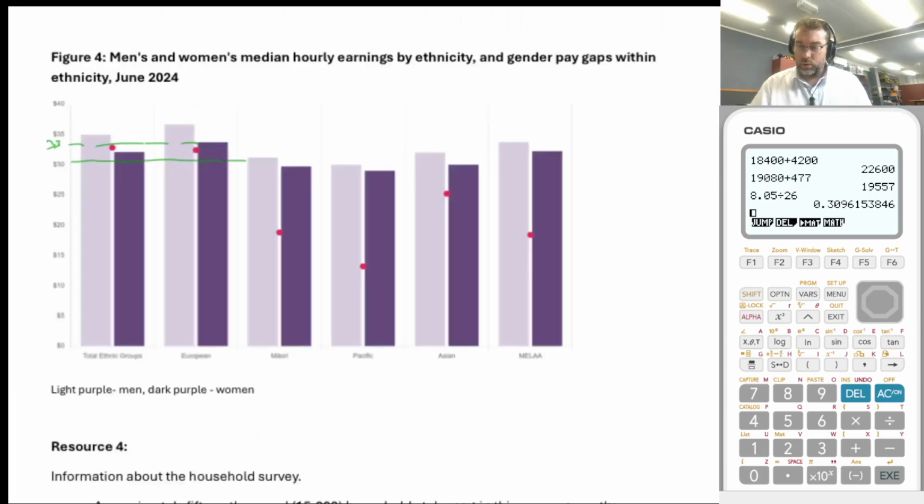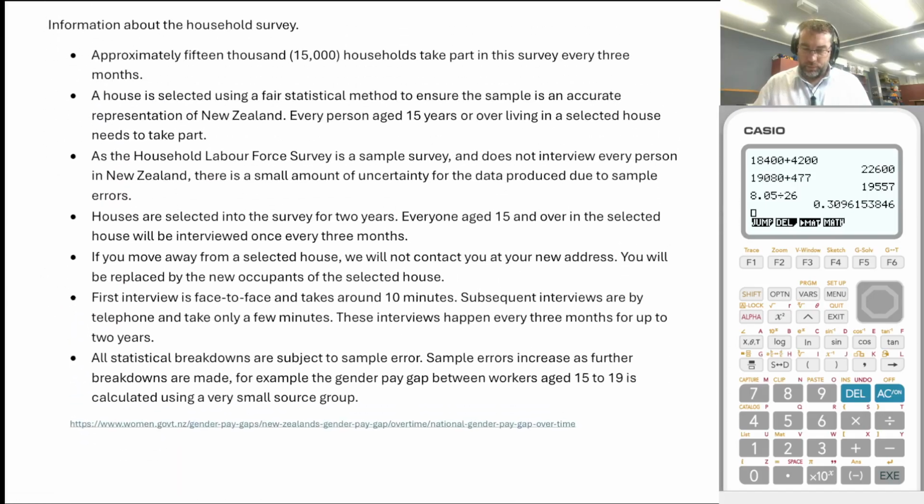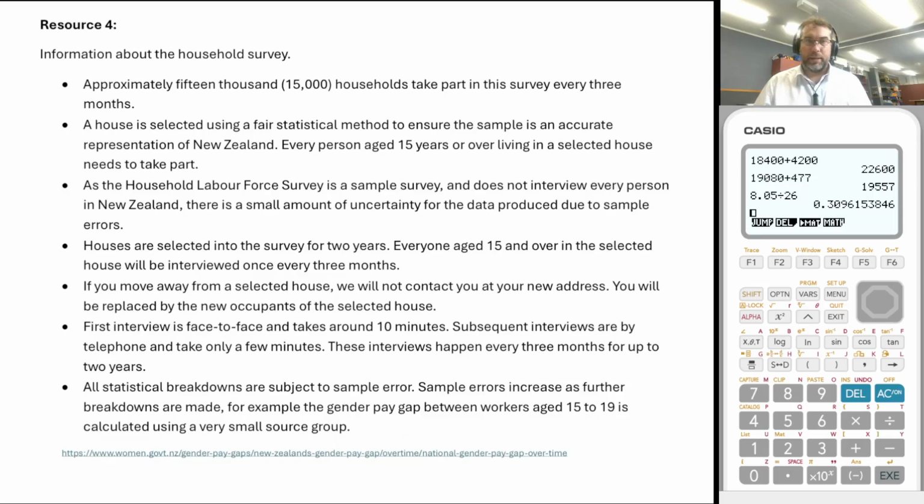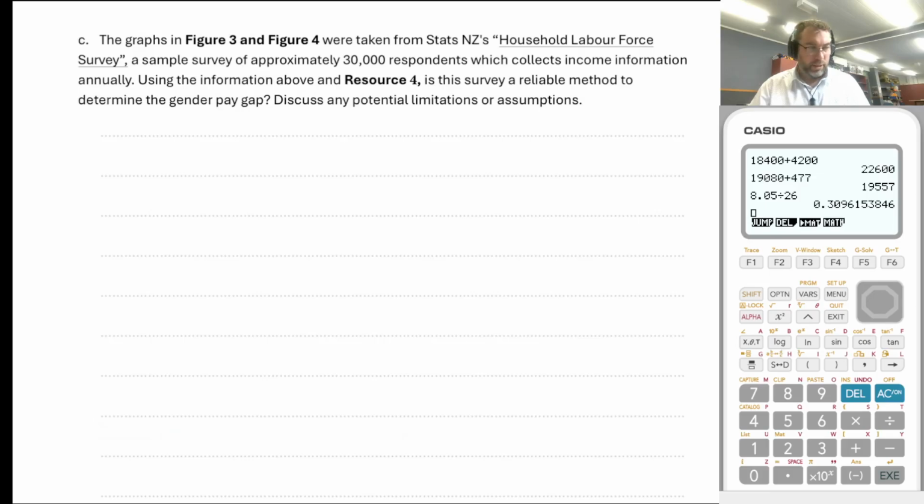So on to what I think is the last question. This question is all about sampling practices. If we have a look, they've given you a whole lot of information about that household survey, and it asks us to look at Figure 3 and Figure 4. It says that those graphs were taken from the Stats New Zealand Household Labour Force Survey. It's key there that we can see that's approximately 30,000 respondents, and it collects information each year. So is the survey a reliable method to determine the gender pay gap? Discuss any potential limitations or assumptions.